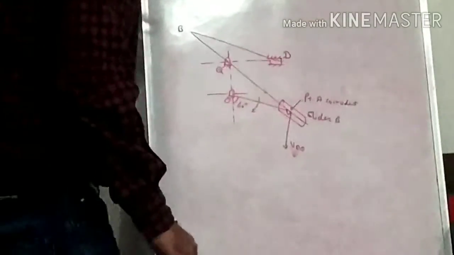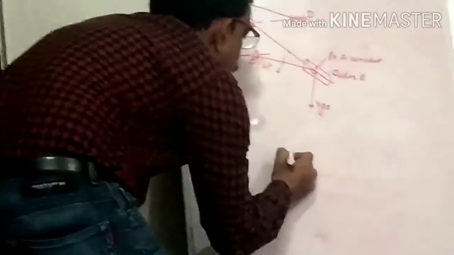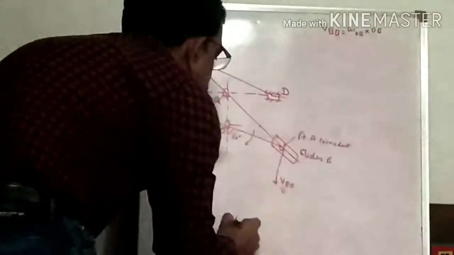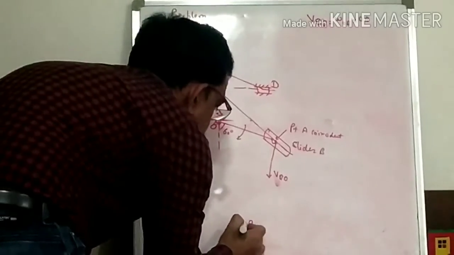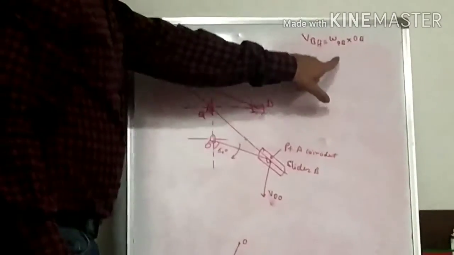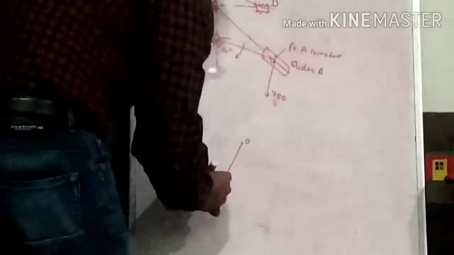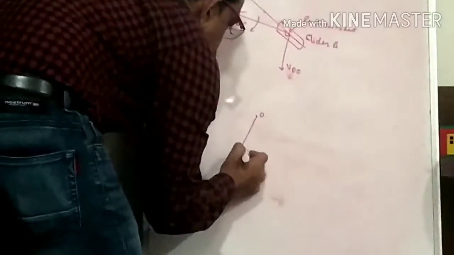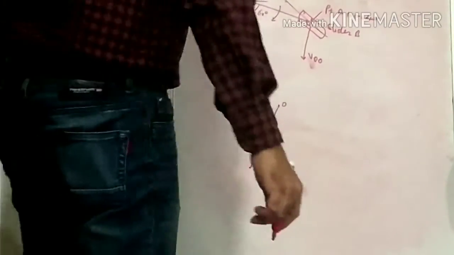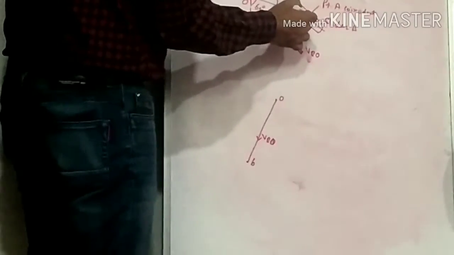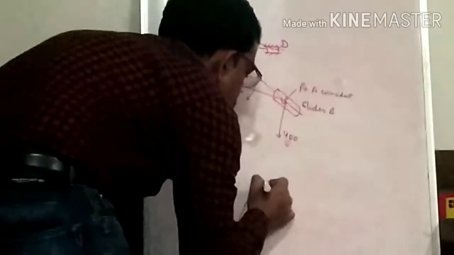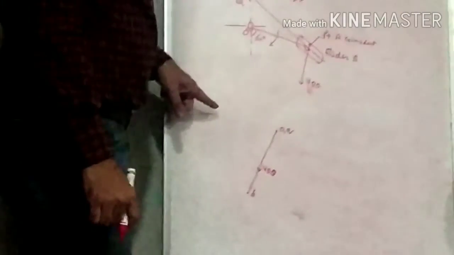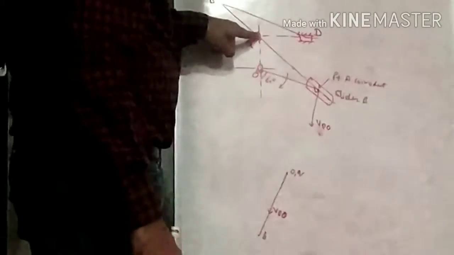Then first we have to mark the position of point O and then draw the vector OB, which is perpendicular to link OB. We know its magnitude, so for this we have to take one scale. So mark the vector OB, the velocity of B with respect to O. Then that is point B. Now point Q is fixed, so it should coincide with point O.